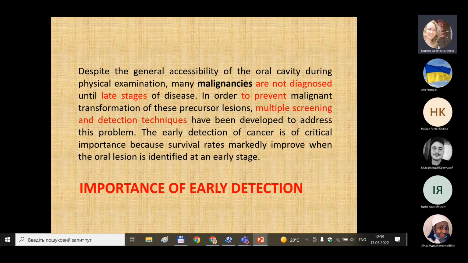The importance of early detection. Despite the general accessibility of the oral cavity during physical examination, many malignancies are not diagnosed until late stages of disease. In order to prevent malignant transformation of these precursor lesions, multiple screening and detection techniques have been developed to address this problem. The early detection of cancer is of critical importance because survival rates markedly improve when the oral lesion is identified at an early stage.